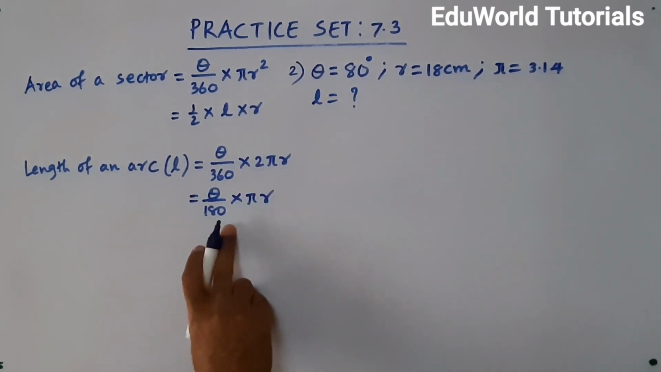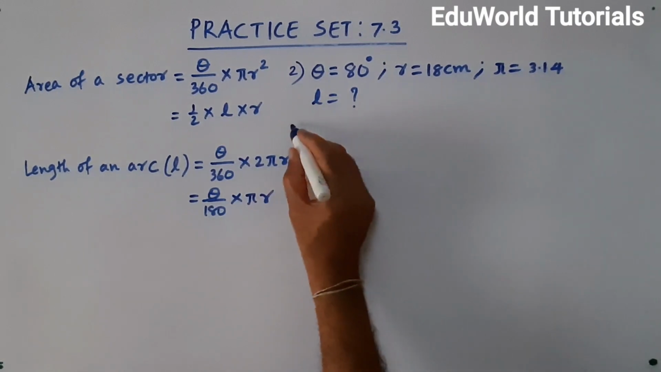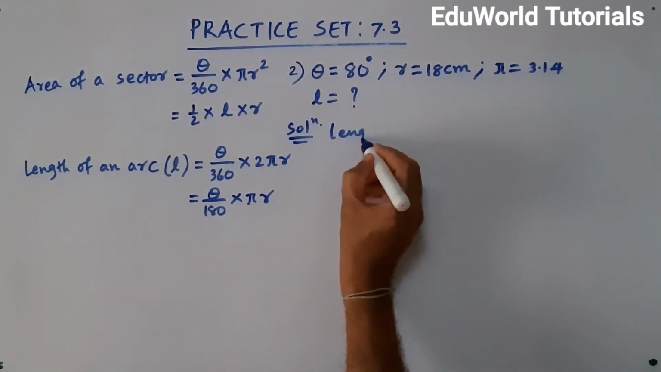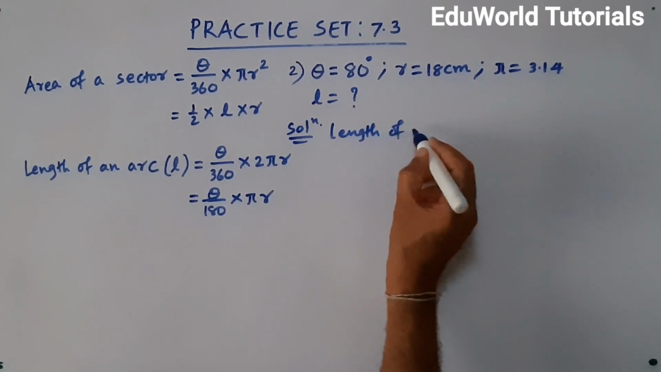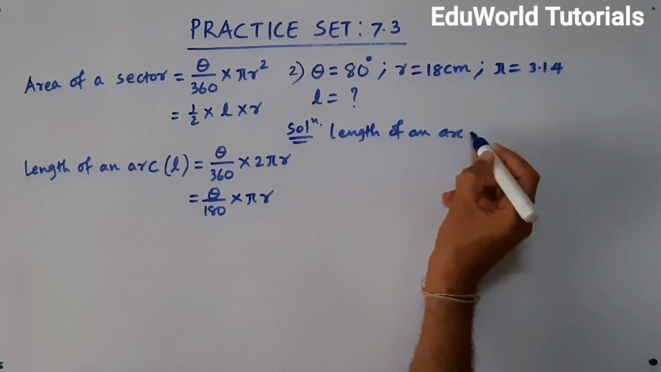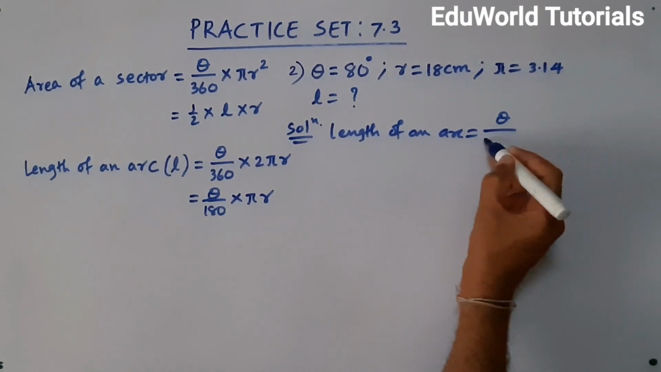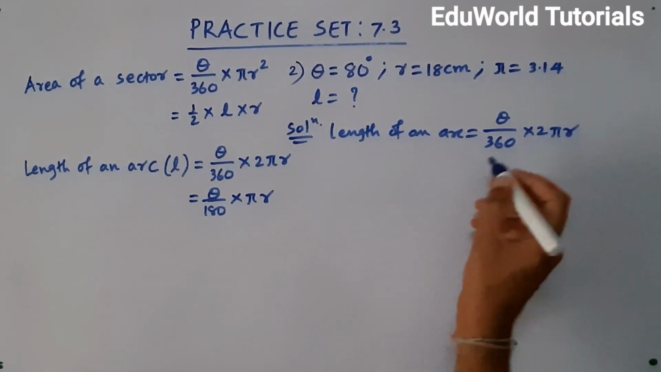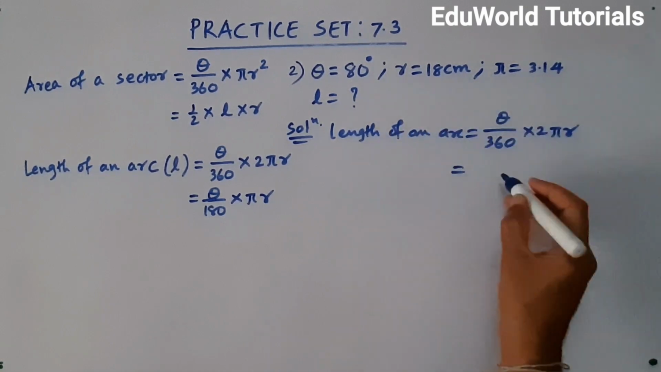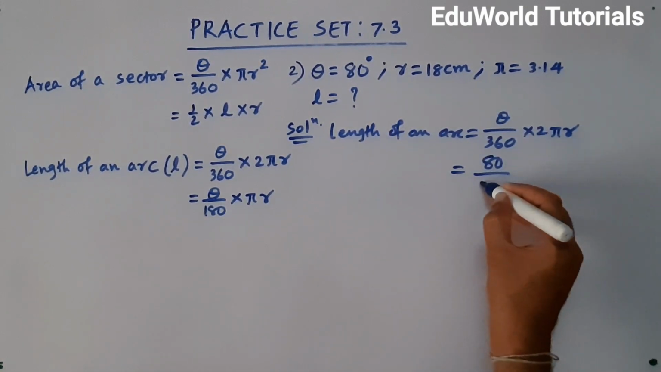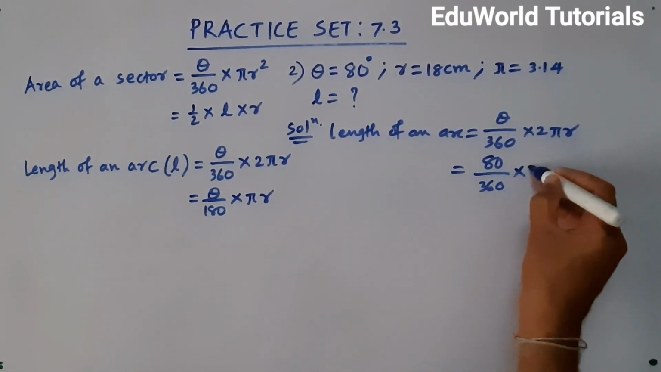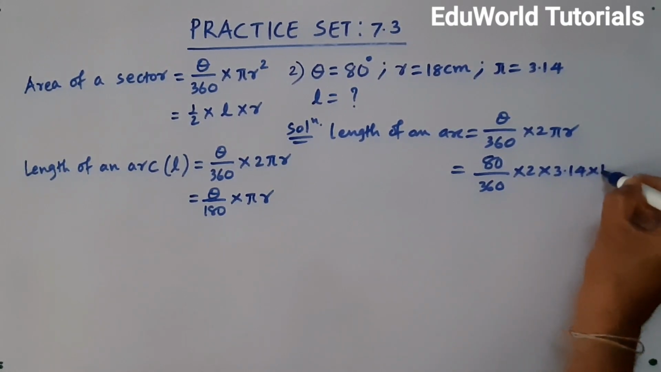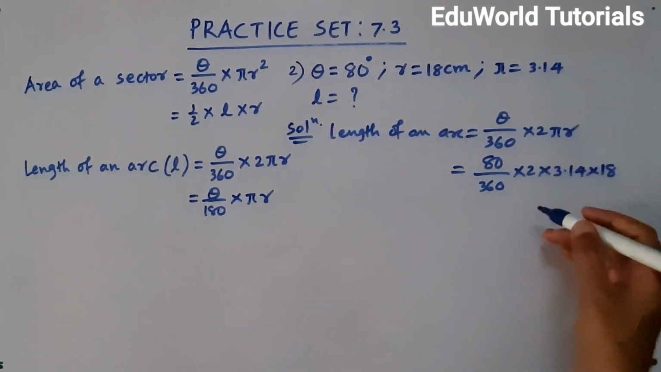This formula or this formula, both are one and the same formula. You can apply. So in the solution, what will I write? Length of an arc. What is the formula? Theta upon 360 into 2 into pi into r. Theta is 80 degree, so we write 80 upon 360 multiplied by 2 into pi value is 3.14 and radius is 18. Radius is given to be 18.